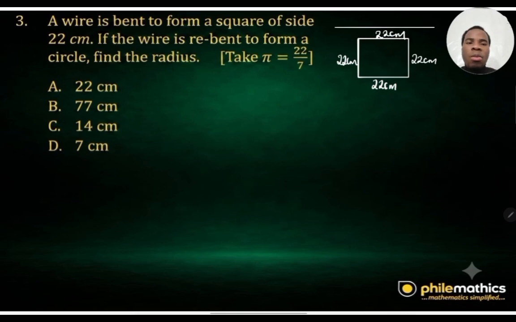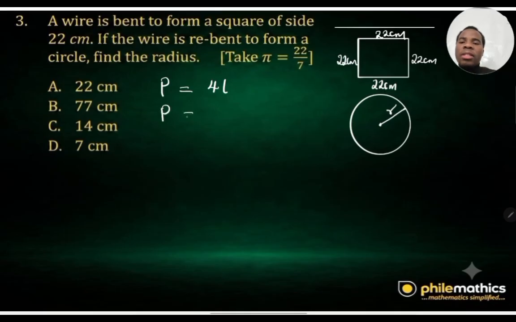And now this same wire that is bent to form the square is now rebent to form a circle. Now we are asked to look for the radius of this circle. What you will observe is that the perimeter of this circle will be exactly the same as the perimeter of this square. And so what's the perimeter of a square? The perimeter of a square is simply 4L, where L is the length of each side. And so the perimeter is 4 times 22.